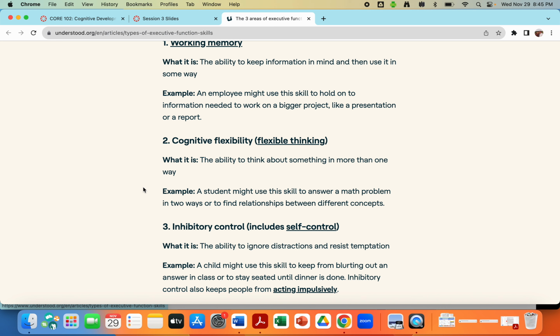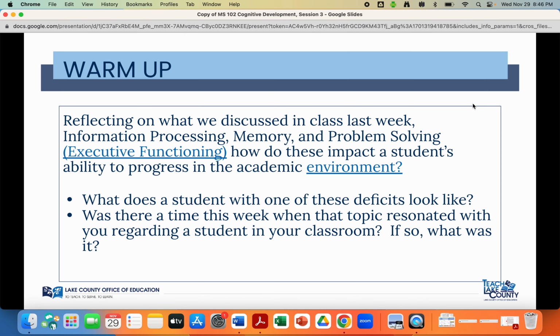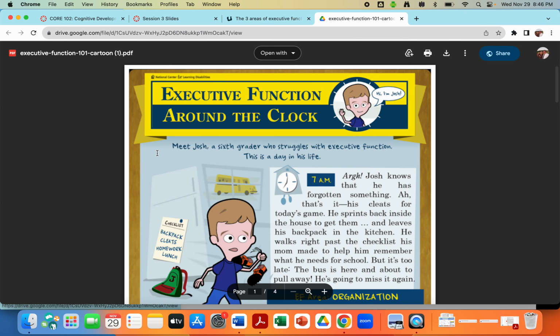Everybody here probably knows right off the top of their head, maybe a couple of students that they can think of who might have executive functioning deficits. How about for us? What am I going to do in the classroom for us? Well, I got this fun little cartoon of executive functioning around the clock.